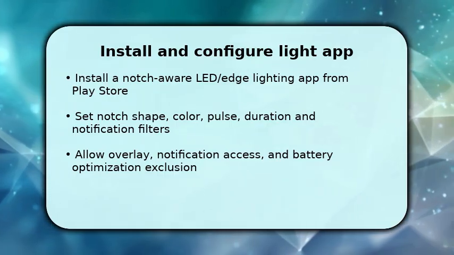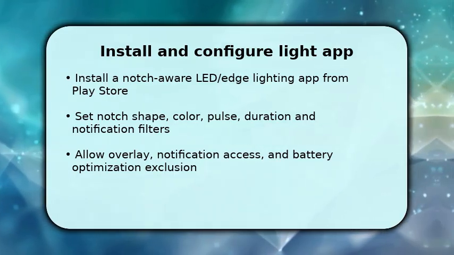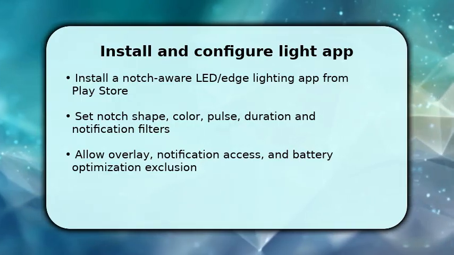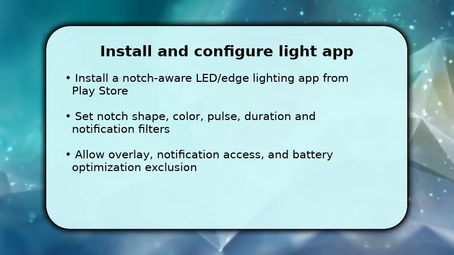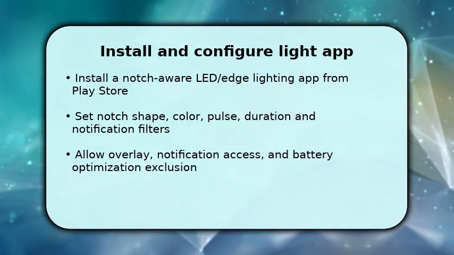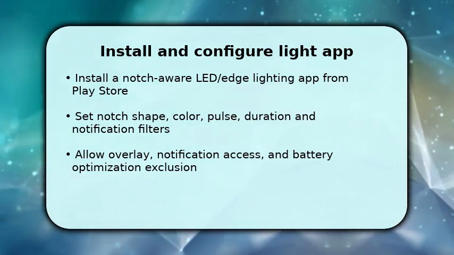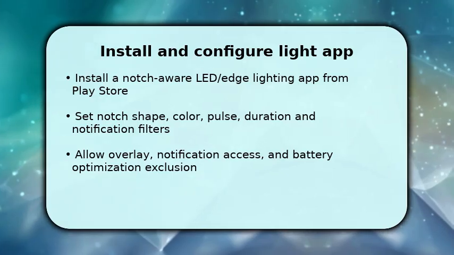Open the app and configure the notch overlay. Set the notch dimensions to match your screen, choose colors and pulse patterns, and decide duration and which apps trigger the light. Make sure to enable notification access and overlay permissions so the app can draw over the lock screen.